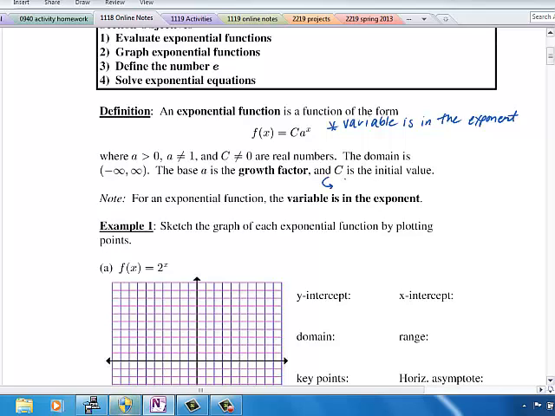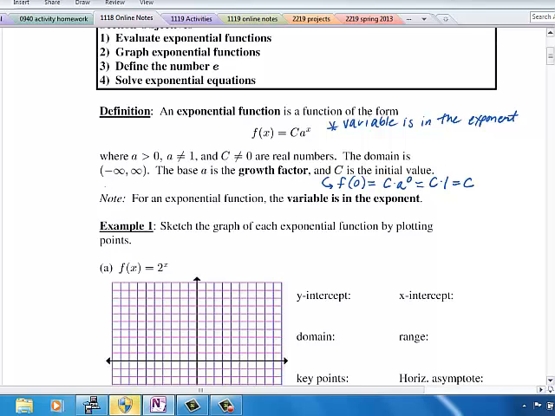The initial value would be when x is 0, and if we put x equals 0 in, we would have c times a to the 0. A to the 0 is just 1, so we'll have c times 1, which is c. So when x is 0 at the initial point, the value is c. Oftentimes these functions are modeling where the input is time, so the initial time being 0 oftentimes makes sense.